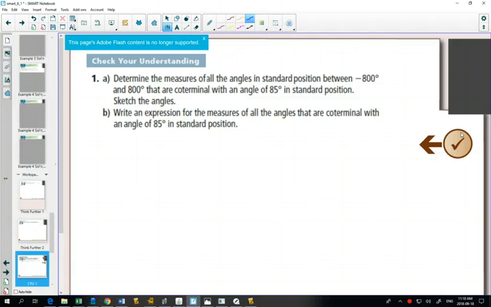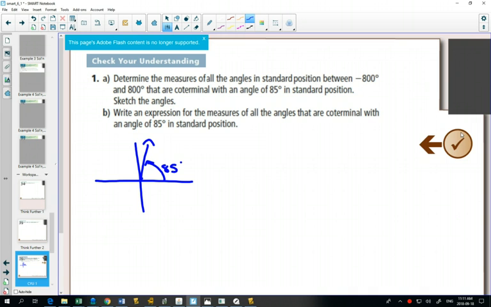Example 1. Determine the measures of all the angles in standard position between negative 800 degrees and 800 degrees, coterminal with 85 degrees. So if I draw 85 degrees, it would be in quadrant 1, in standard position, starting from the positive x-axis, going to the terminal arm.